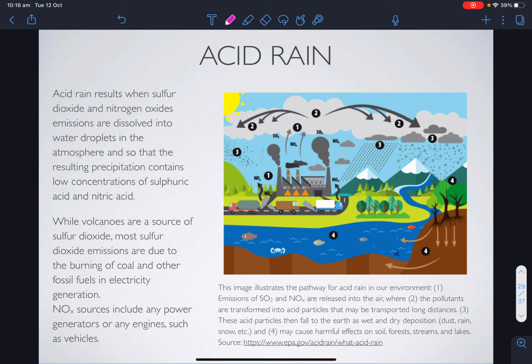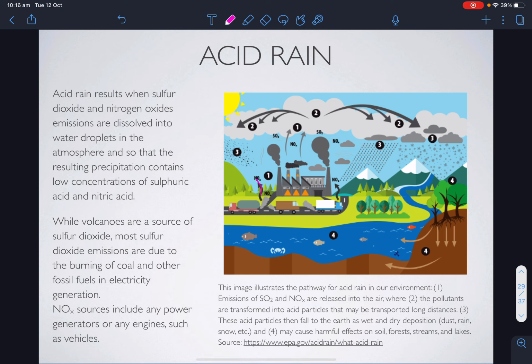Okay, so any power generation, engines, vehicles, that type of thing are all sources for nitrogen oxide and sulfur dioxide. And so this image I pulled up from the US EPA is quite a good image to show the cycle of it. Let's see if we can follow it.